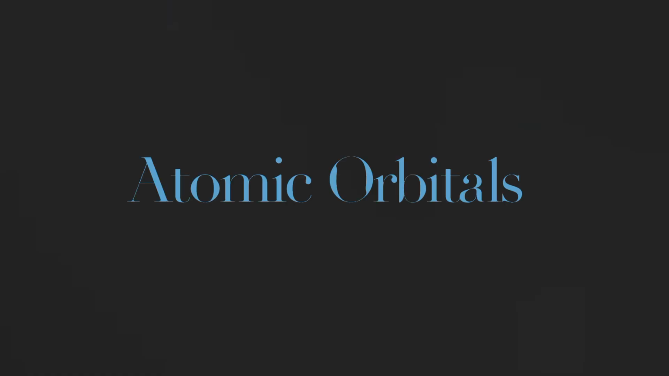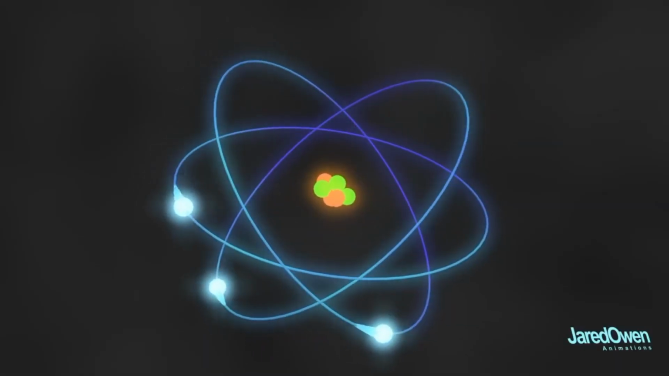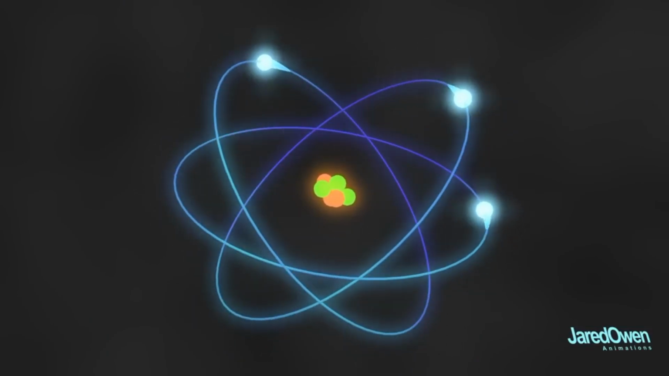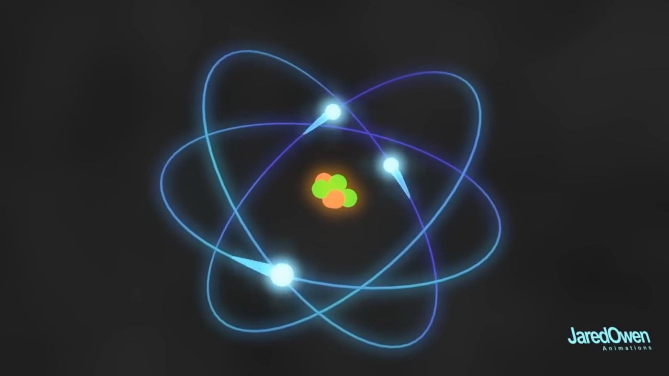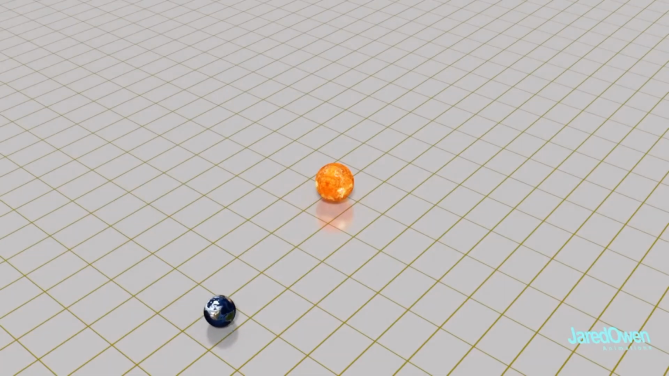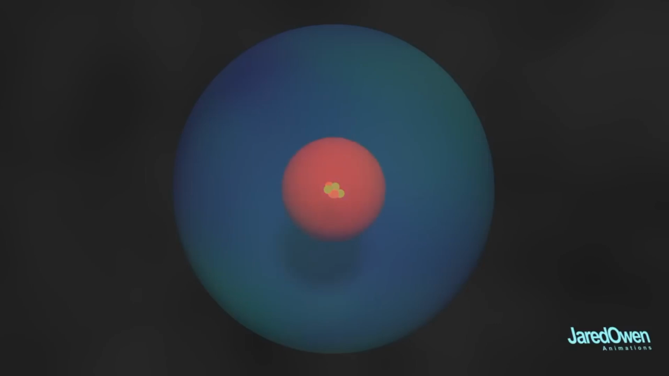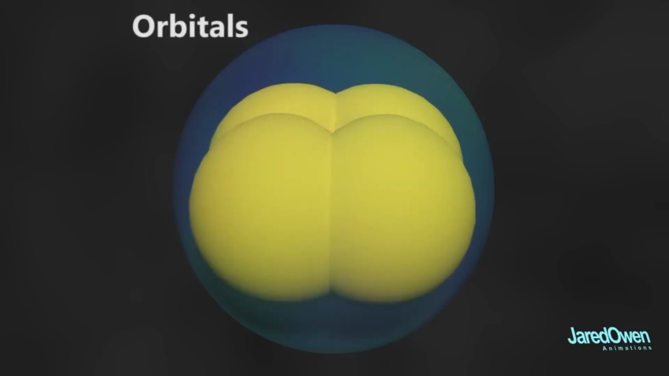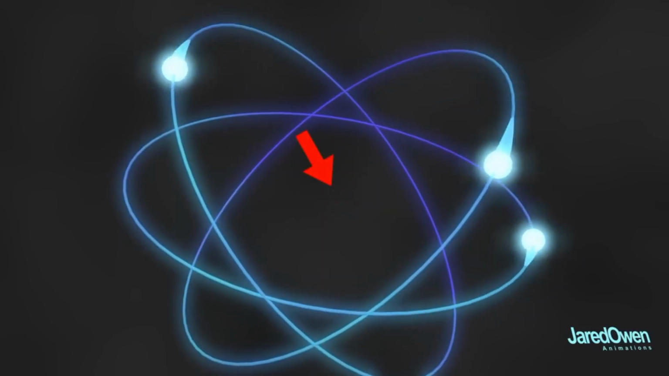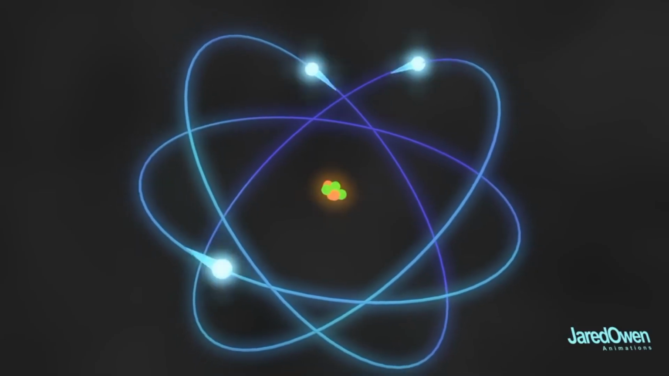Atomic orbitals, the quantum mechanical picture. In the quantum mechanical model of the atom, electrons don't orbit the nucleus in fixed paths like planets around the sun. Instead, they exist in regions of space called orbitals. These orbitals represent the probability of finding an electron in a specific region around the nucleus.